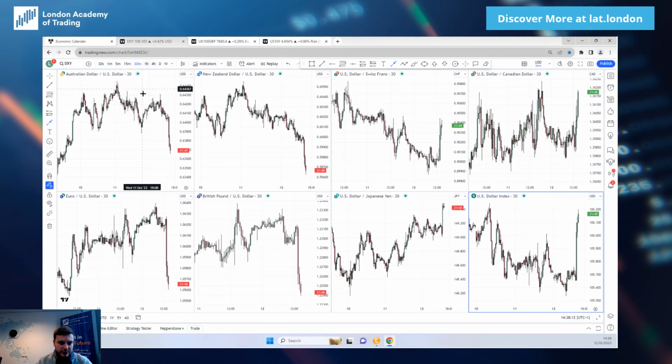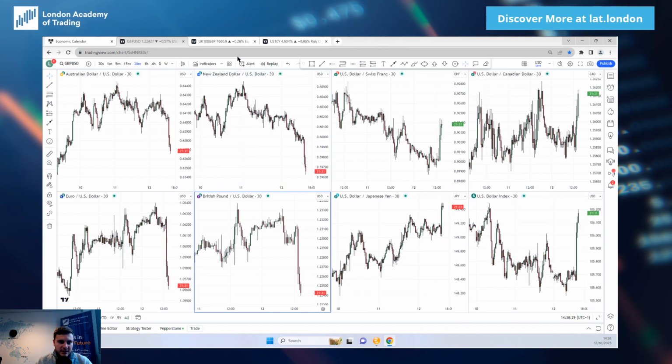But the reaction to it, you can see US dollar upside, so your Aussie, Kiwi, Euro and Sterling continue to push lower post CPI. You can see dollar Swiss, dollar CAD, dollar yen all pushing higher. Obviously the dollar index then follows with it.